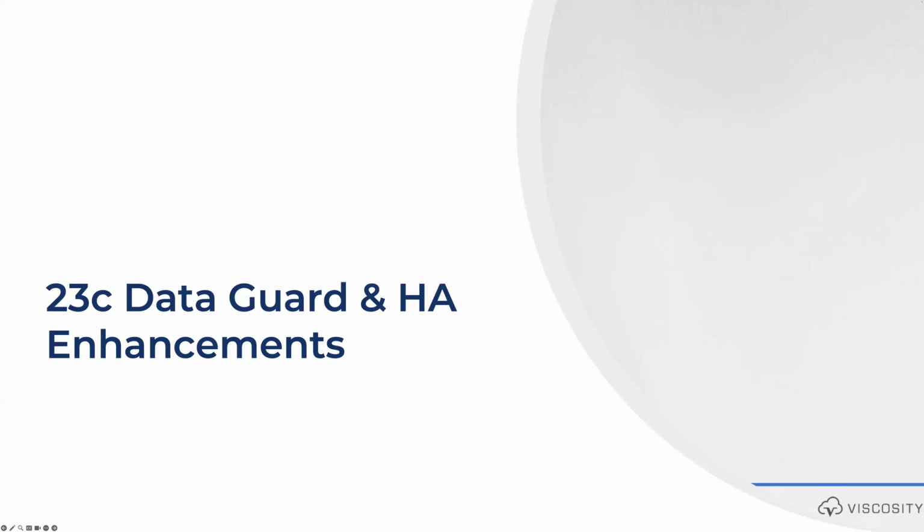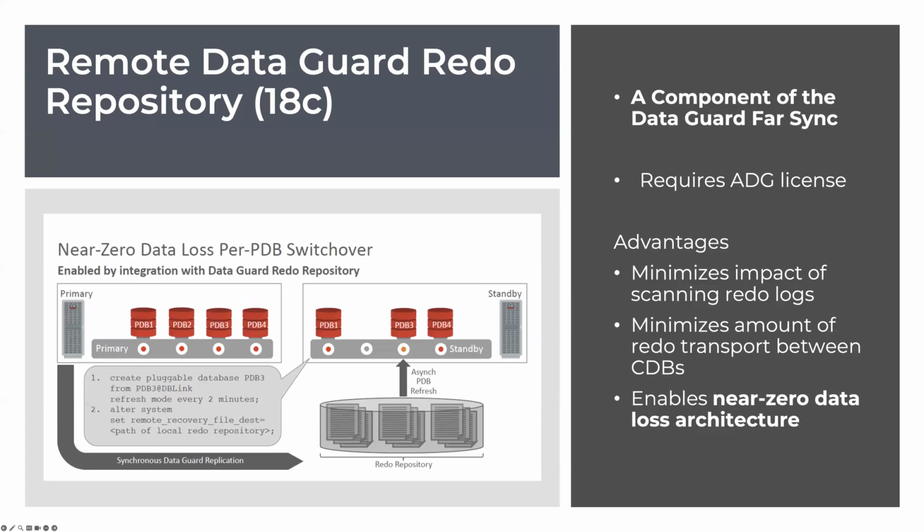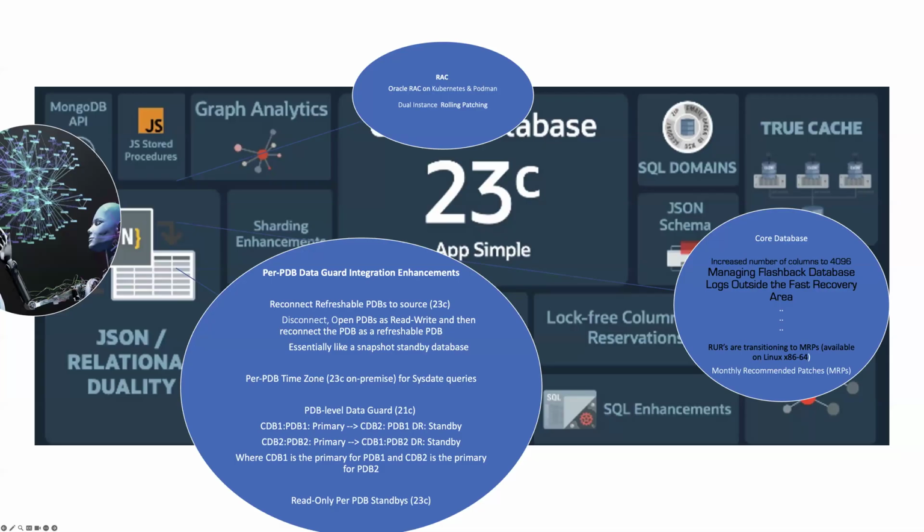Let's talk about additional 23c features, and then we'll talk about some of the things that you need to look for as you do the upgrade. I mentioned earlier this concept of a redo repository. When you leverage the refreshable pluggable database, you specify a location on the server so that the primary PDB can ship archive logs to it. This stops the refreshable pluggable database from going back to the source and pulling the archive logs, so it significantly reduces the refresh time.